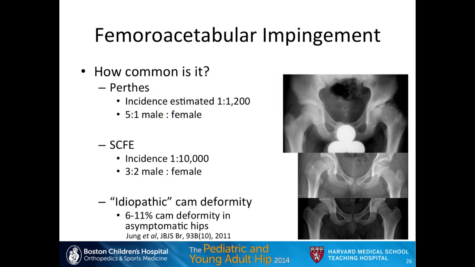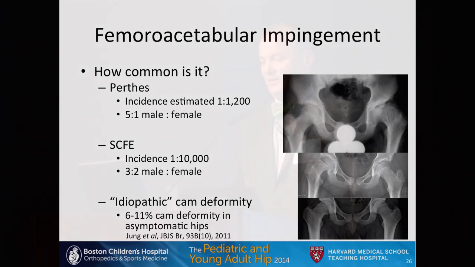So if we just get down to these three basic ones, the three I just mentioned, how common is Perthes, for instance? How big is this problem of FAI that we're talking about? We know it has an incidence that's estimated around 1 in 1,200 kids, so not too uncommon, and it's much more common in boys. What about SCFE? Well, different estimates are out there. National databases are looking at about 10.8 per 100,000 kids, and it's a slightly more even male-to-female ratio.